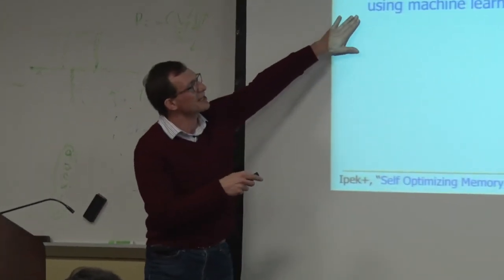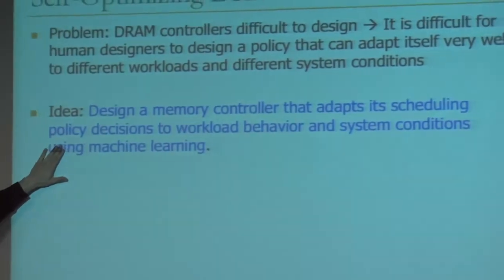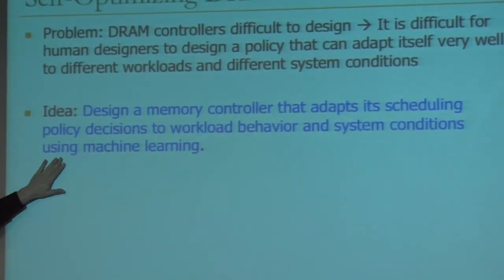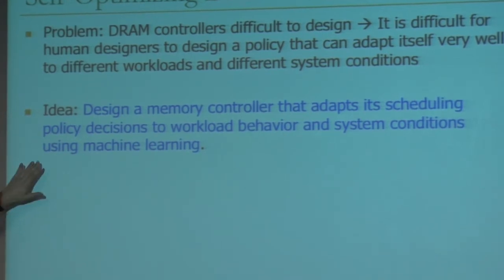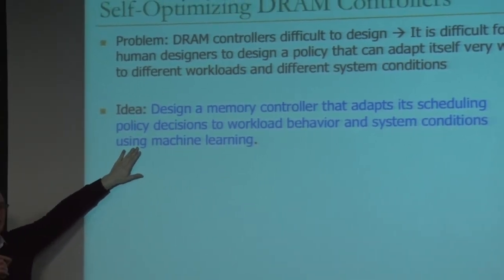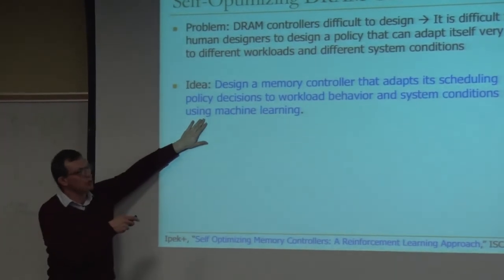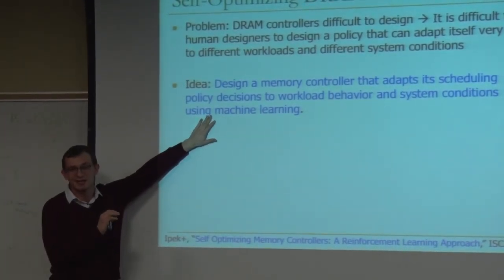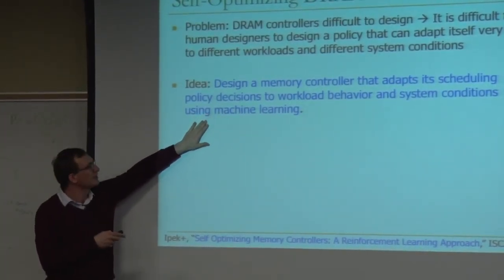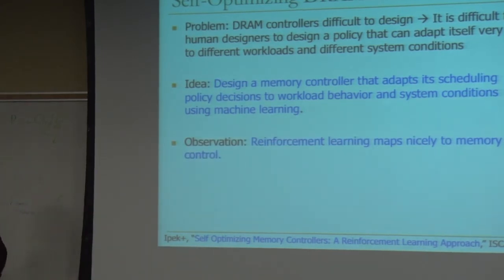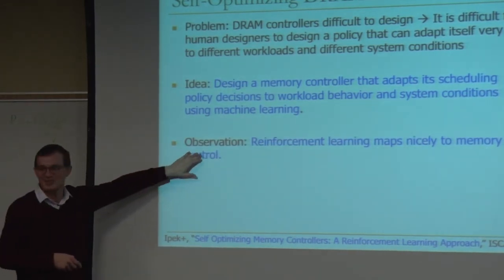Basically, design a memory controller that adapts its scheduling policy decisions to workload behavior and system conditions using machine learning. Instead of fixing the policy, why don't we say these are the inputs and these are the outputs we want, and somehow we're going to employ a machine learning algorithm that can optimize for this. It may not always work. I wish everything worked this way, but it doesn't always work.